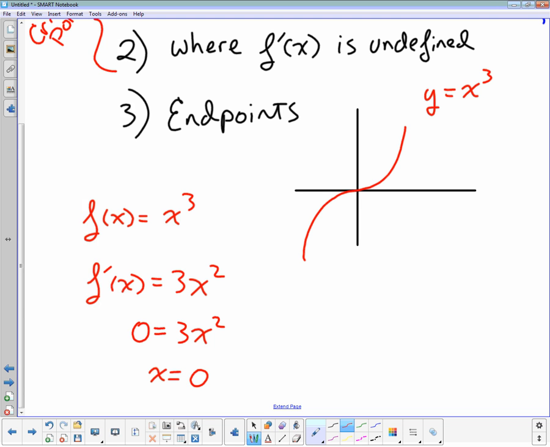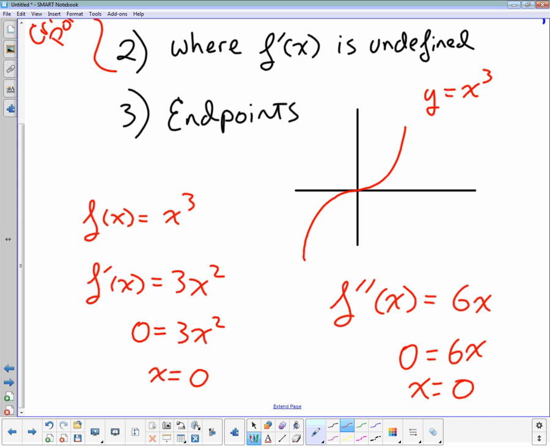When we take the second derivative, that tells us if it's concave up or concave down. Okay? And if we look at that graph, we can see that it is neither concave up nor concave down at that moment. So when we take the second derivative and set that equal to 0, x equaling 0 says, hey, I'm not curving up, I'm not curving down, I'm chilling at a horizontal tangent.